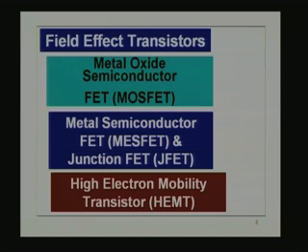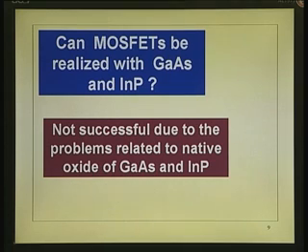Now, let us ask ourselves, among these FETs, can MOSFETs be realized with gallium arsenide and indium phosphide? The answer is straightforward. They have not been successful due to the problems related to native oxide of gallium arsenide and indium phosphide. What is native oxide? Native: you convert that substrate into its oxide, it is native oxide.